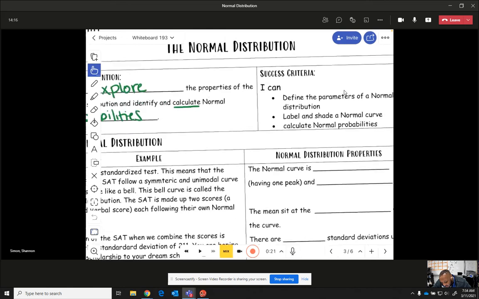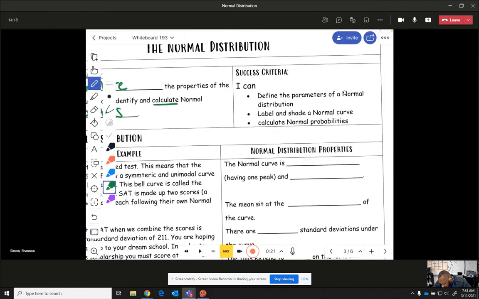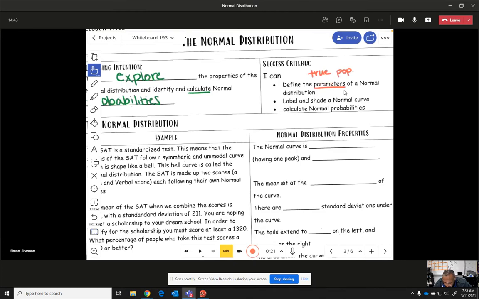Your success criteria for today is I can define the parameters of the normal distribution. And remember, your parameters are what we call the true population value. These are the true population values we're looking at. Then we're going to label and shade normal curves. We're going to draw these curves and learn how to shade them. The shading is going to help us use our calculators because we want to be able to calculate the normal probabilities. I'm going to introduce this topic using the SAT.